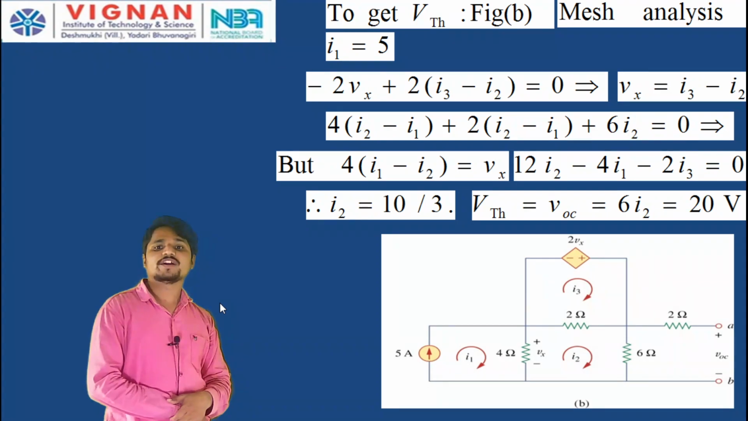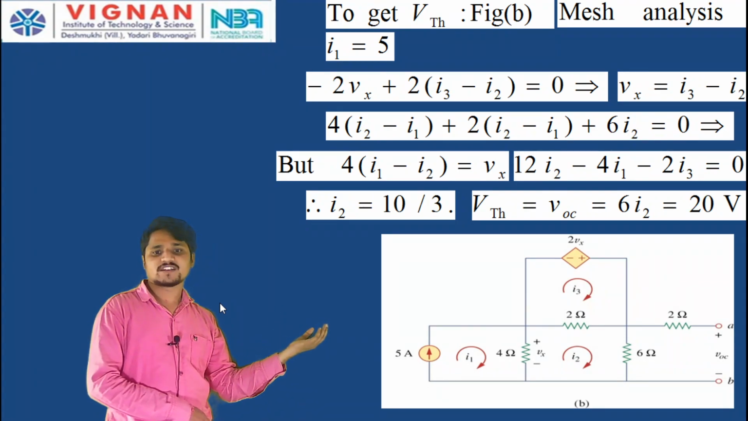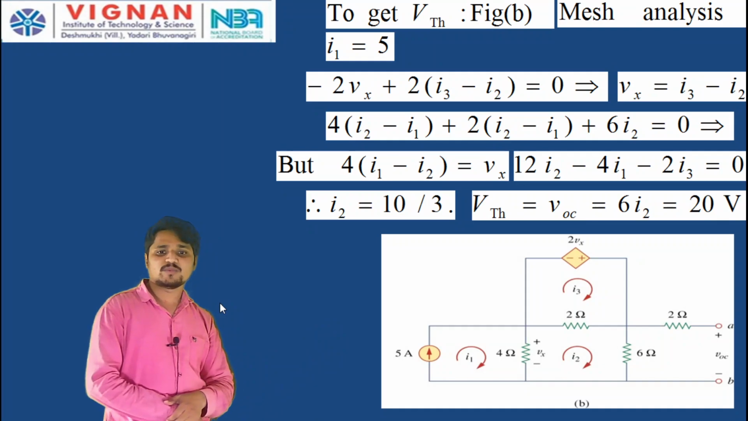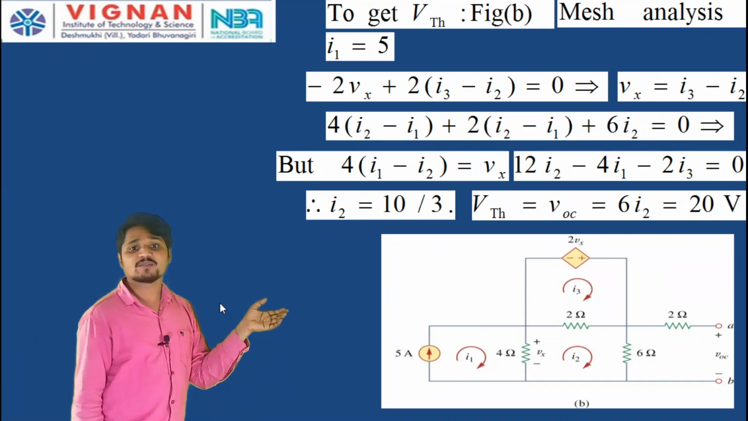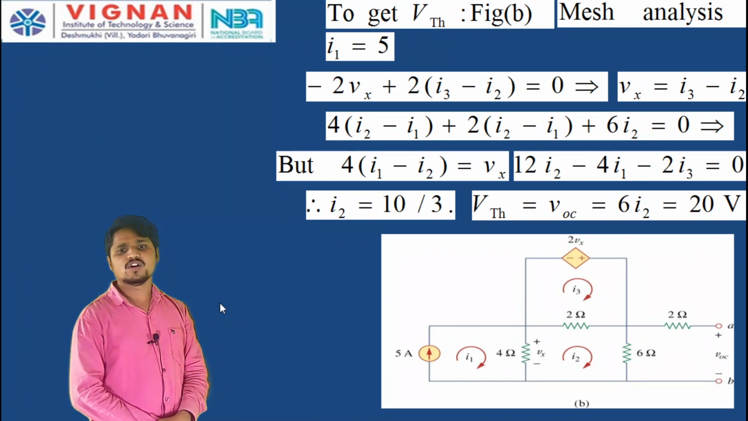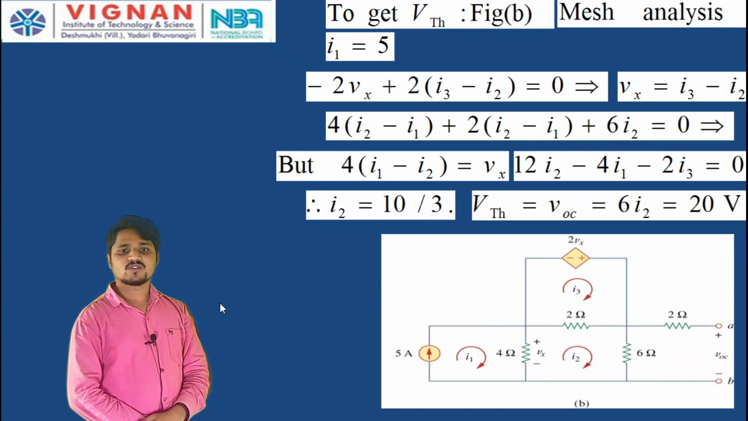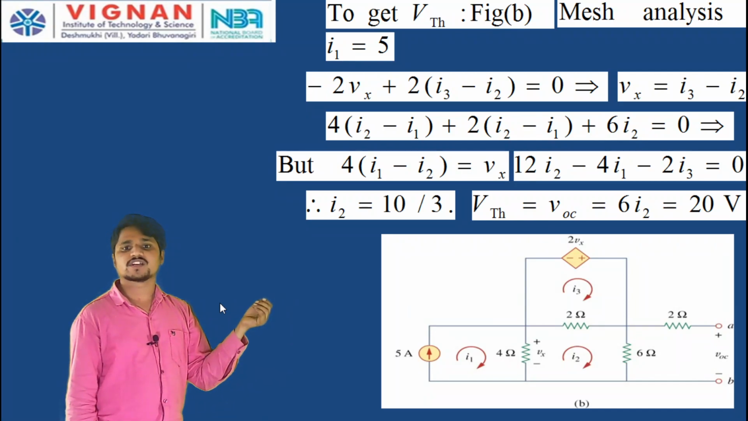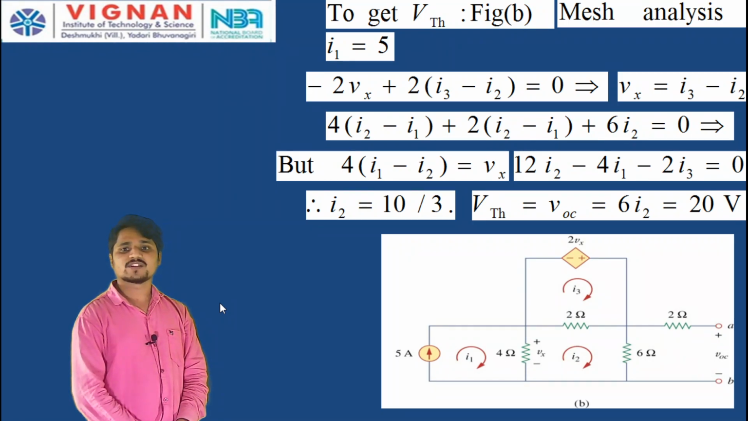In the next one, in the second loop, 4 into (I2 minus I1) plus 2 into (I2 minus I1) plus 6 I2 is equal to 0. But 4 into (I1 minus I2) is equal to Vx, because what is the voltage drop across the 4 ohm resistor? Current I1 is entering and I2 is leaving, so Vx is the drop. Now substitute these equations: 12 I2 minus 4 I1 minus 2 I3 equal to 0.